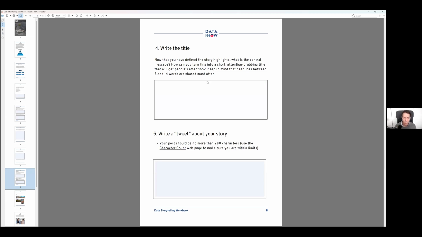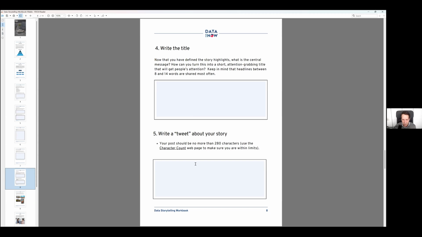Then, writing the title. I think sometimes we end up trying to write a title that is a little bit too long, or that is trying to tell everything about the story. So sometimes it's about using that key message and finding something that is going to get people's attention and is going to be short. Usually 8 to 14 words is ideal for a title, something that leaves people wanting to find out more.